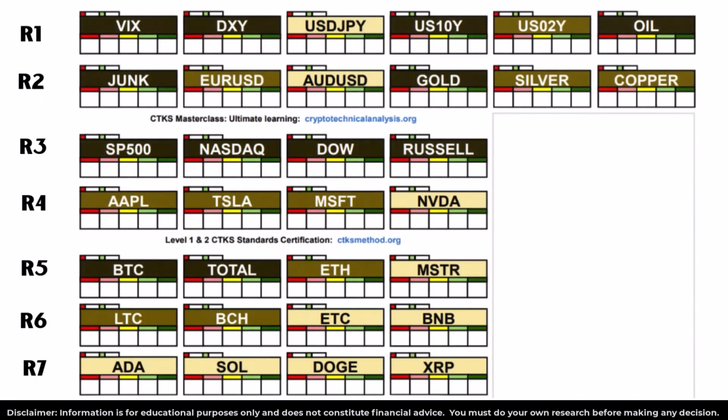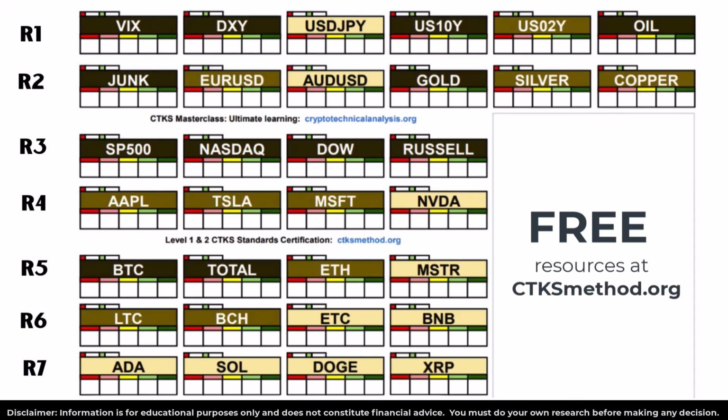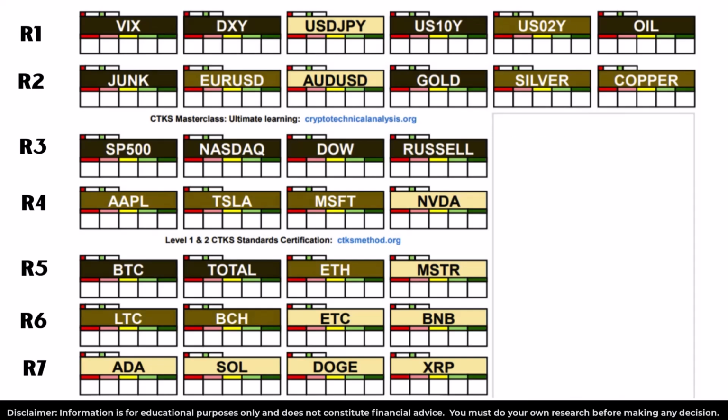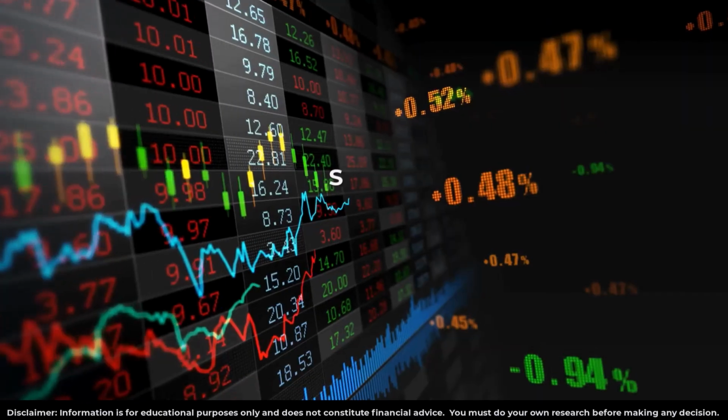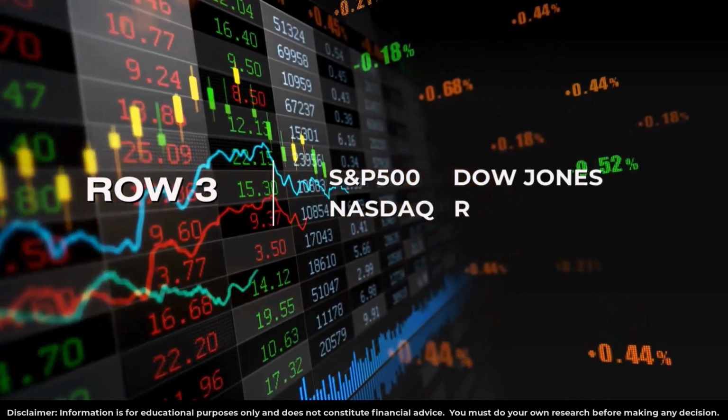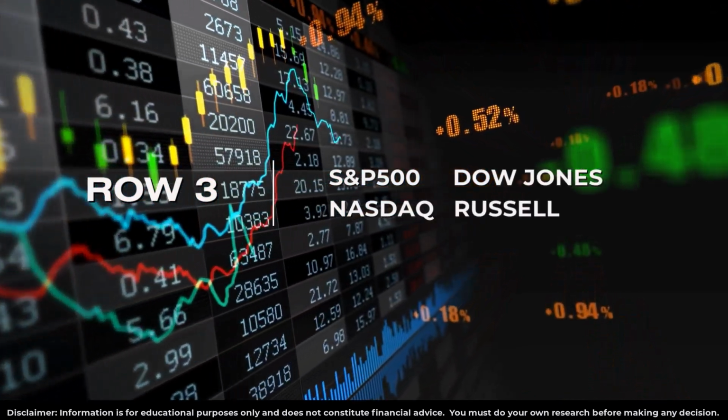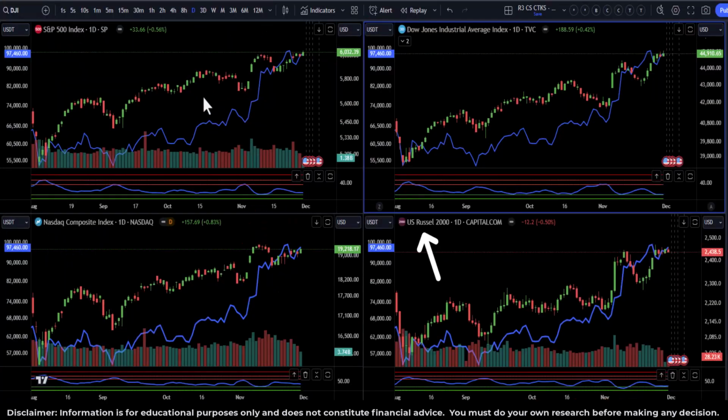If you want to get a feel across all markets, this is the best place that you could be. Row 3 of the cheat sheet covers off the main market indices, the S&P 500, the Nasdaq, the Dow and the Russell. We can see that there's been a lot of positive momentum inside the S&P 500.